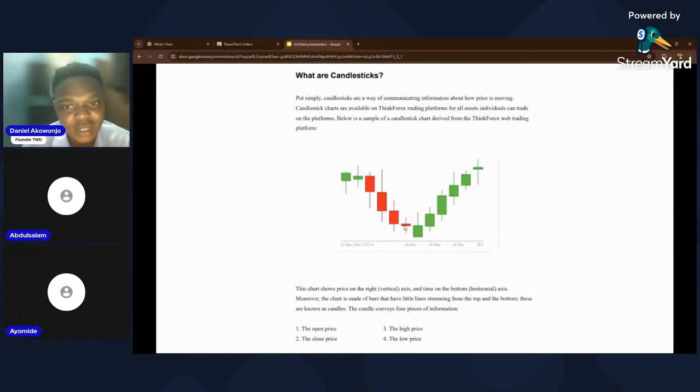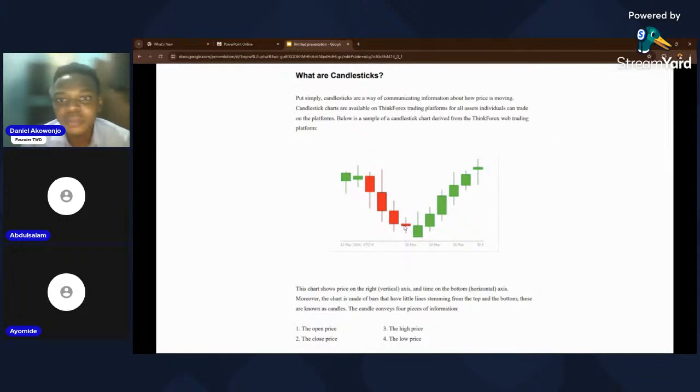Candlesticks deal with a lot of things according to the way price moves. You understand? And it's very important that you pay attention to how this really affects you, how it affects your decisions and things like that. It's a very vital thing you should pay attention to.